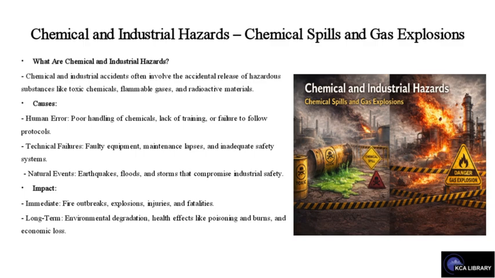Then next, we have the technical failure. We have faulty equipment, maintenance lapses, and inadequate safety systems. So this is a part of the technical failure, having faulty equipment and maintenance lapses. Then next, we have natural events. Natural events can also lead to chemical and industrial hazards, such as earthquakes, floods, and storms that compromise industrial safety.